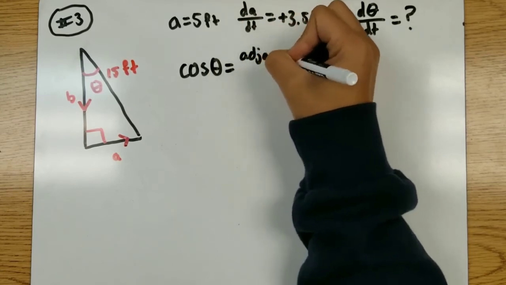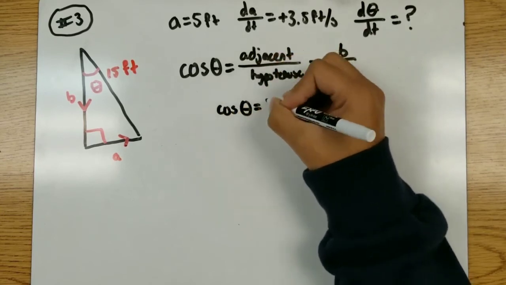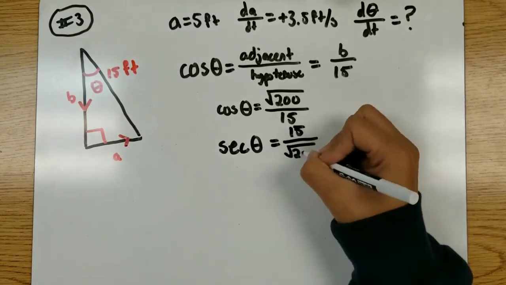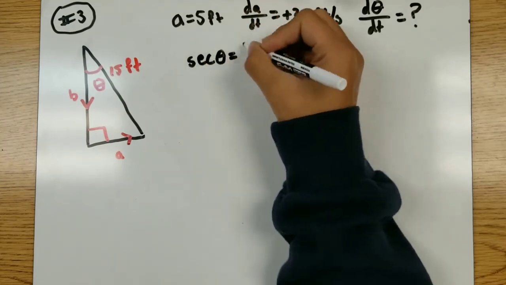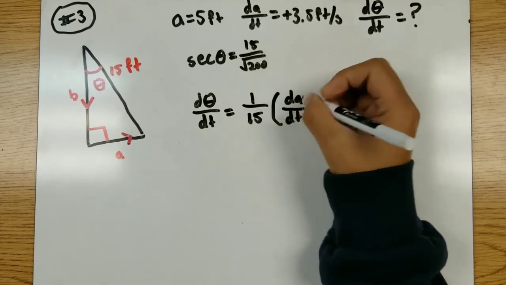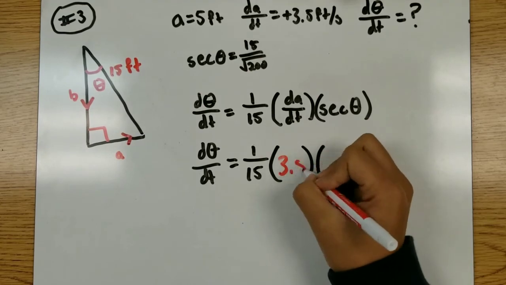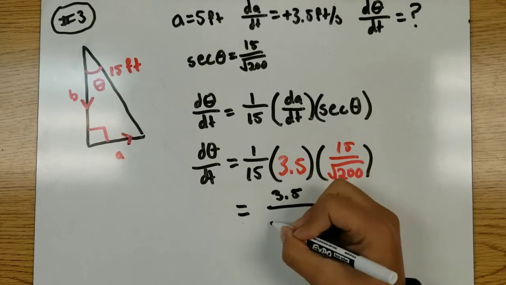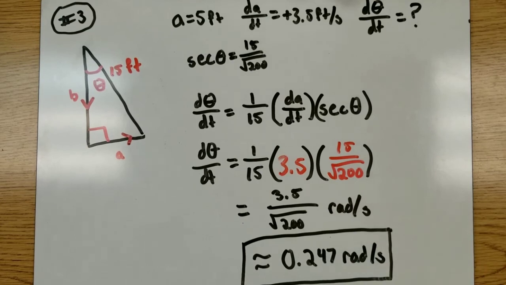To solve for secant theta, we first need to calculate cosine theta, which equals adjacent over hypotenuse. By flipping this value, we get secant theta. Substitute the values for secant theta and dA over dt into the original equation, and then solve for d theta over dt. After solving, we found that d theta over dt equals 0.247 radians per second.